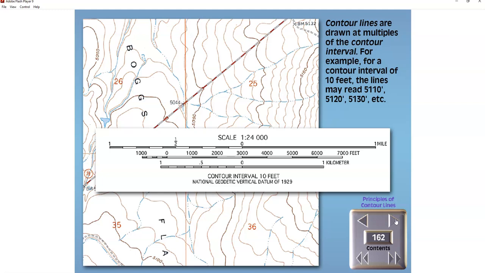Contour lines are drawn at multiples of the contour interval. For example, for a contour interval of 10 feet, the lines may read 5,110 feet, 5,120 feet, 5,130 feet, etc. Right, and that's if you're counting with a contour interval of 10. Official topographic maps, the ones made by the USGS, the United States Geological Survey, they put the contour interval at the bottom margin of the map. It's always at the bottom.